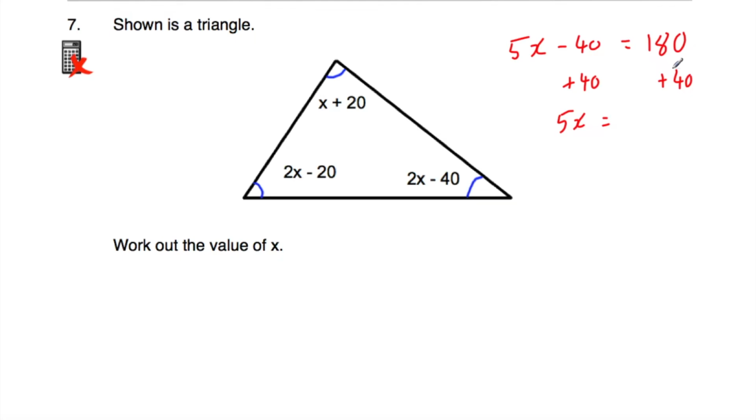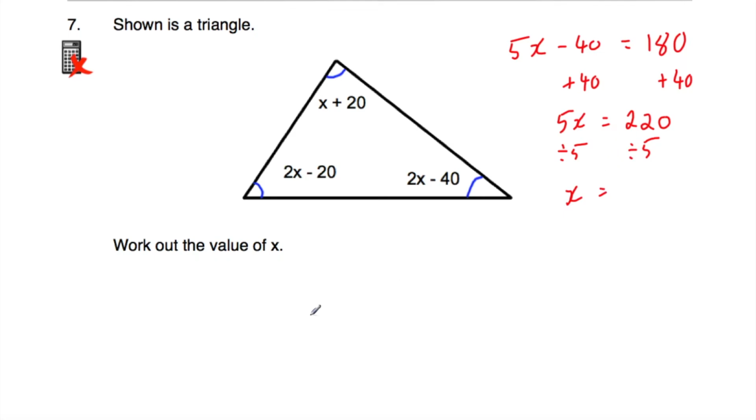Then on the right hand side we've got 180, add 40, and 180 add 40 would be 220. So that means that we've got 5x equals 220 degrees. We'd find that by adding 40 to both sides of that equation. Now we want to get rid of this multiplied by 5. So we're going to divide the left hand side by 5 and divide the right hand side by 5. So we're going to get that x is equal to, because 5x divided by 5 is equal to x.